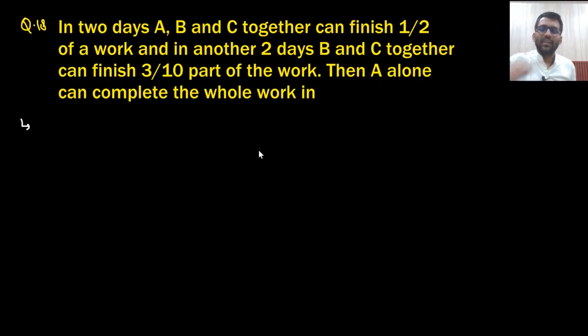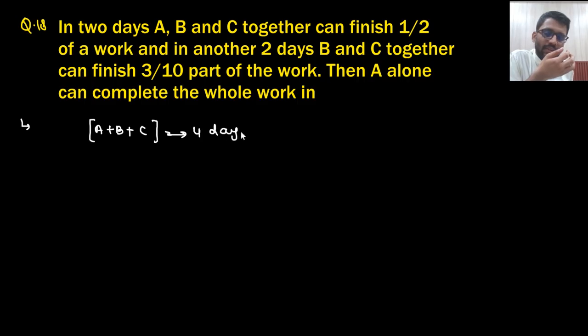Let's see this one. A, B and C together can finish half of the work in 2 days. That means A, B and C together can do the whole work in 4 days. B and C together can finish 3 by 10 part of the work in another 2 days, and this question is incomplete.